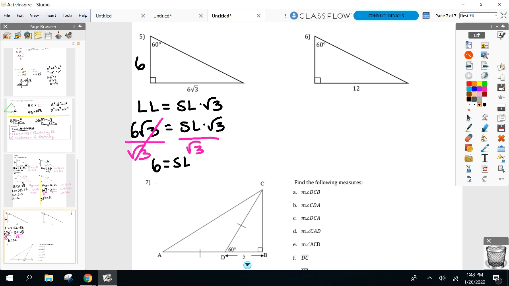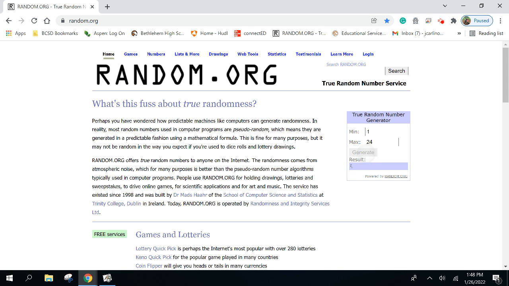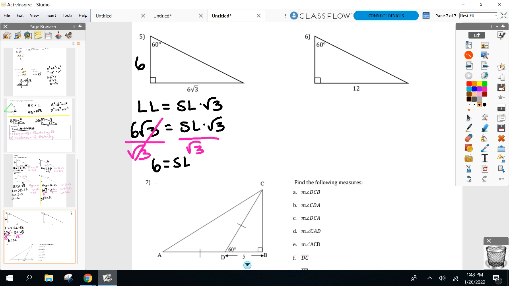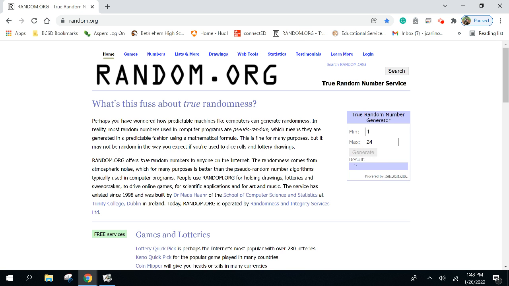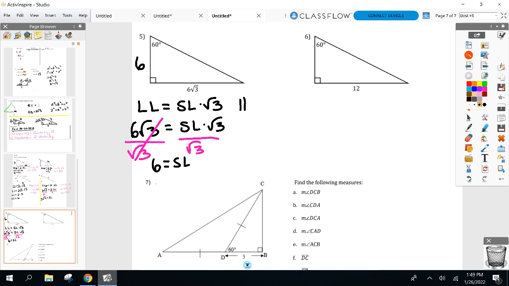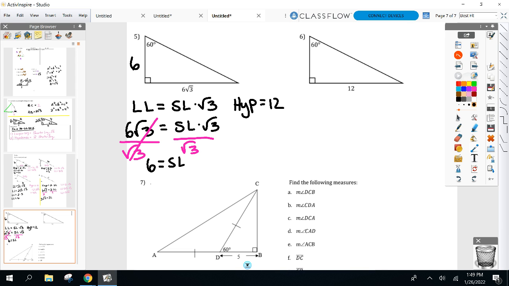And then what would be the hypotenuse? I won't write it out, but what would be the hypotenuse then? I know the shorter leg is 6. What about the hypotenuse now? What about the hypotenuse? Relax there, boss. 12. 2 times 6, 12. Done. Questions from you guys? That wasn't too bad, right? The radical 3's canceled out.